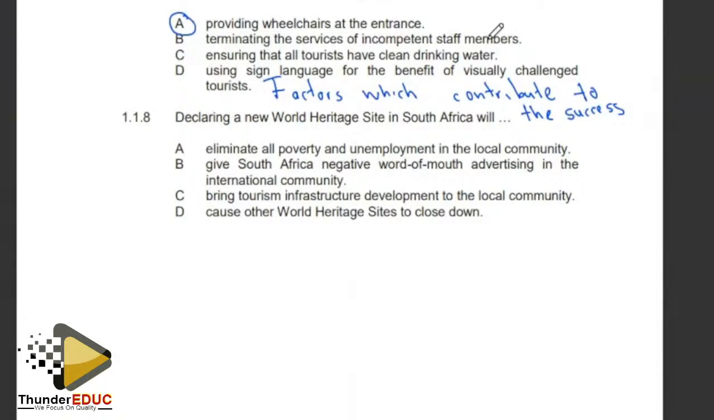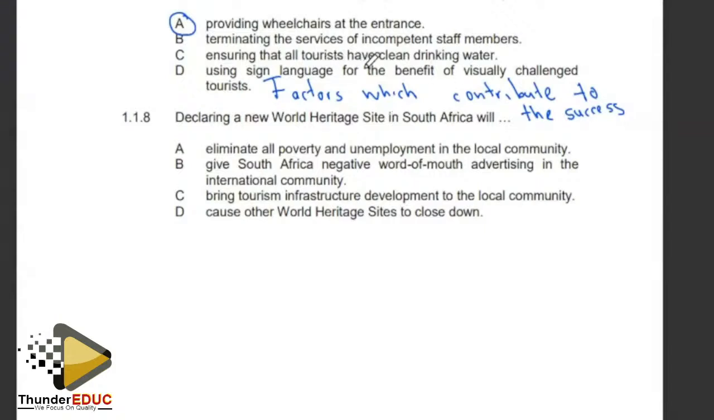That is actually a different factor, which is sustainable and responsible management plans, or you can say efficient or ethical behavior of staff members. Then ensuring that all tourists have clean drinking water. That borders more on general safety and health.